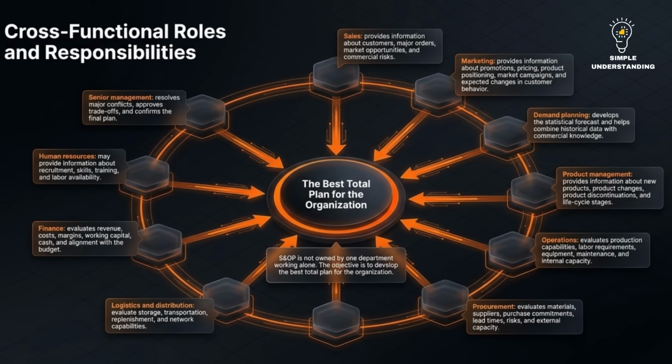Demand planning develops the statistical forecast and helps combine historical data with commercial knowledge. Product management provides information about new products, product changes, product discontinuations, and life cycle stages. Operations evaluates production capabilities, labor requirements, equipment, maintenance, and internal capacity. Procurement evaluates materials, suppliers, purchase commitments, lead times, risks, and external capacity. Logistics and distribution evaluates storage, transportation, replenishment, and network capabilities.